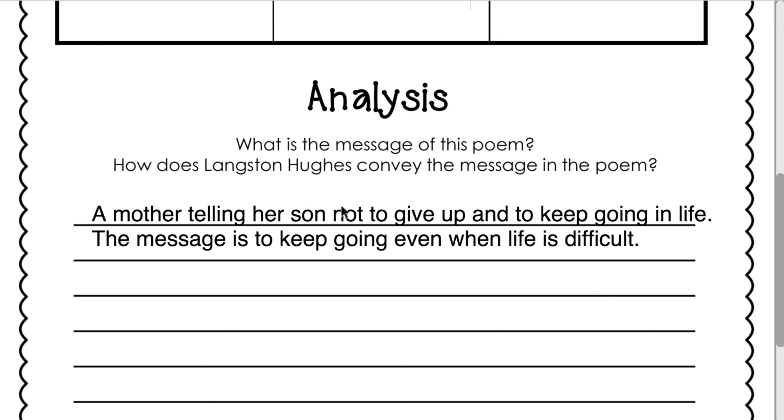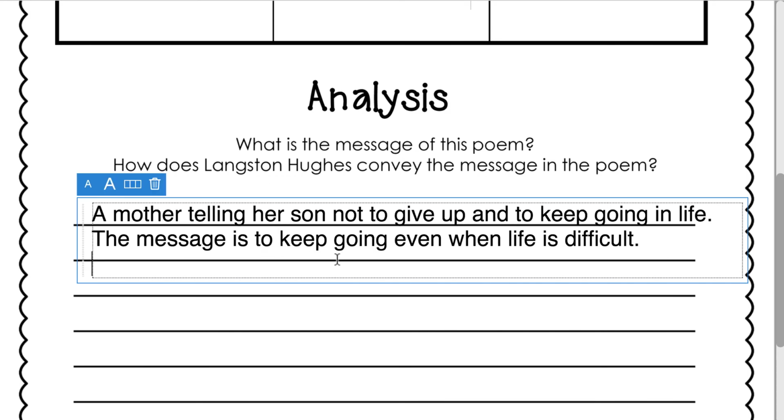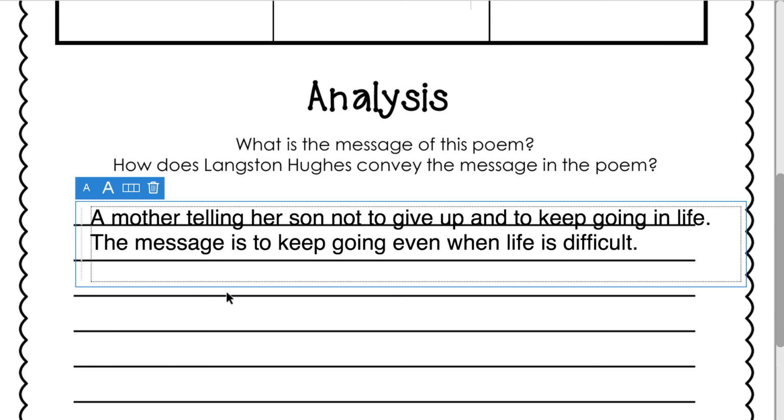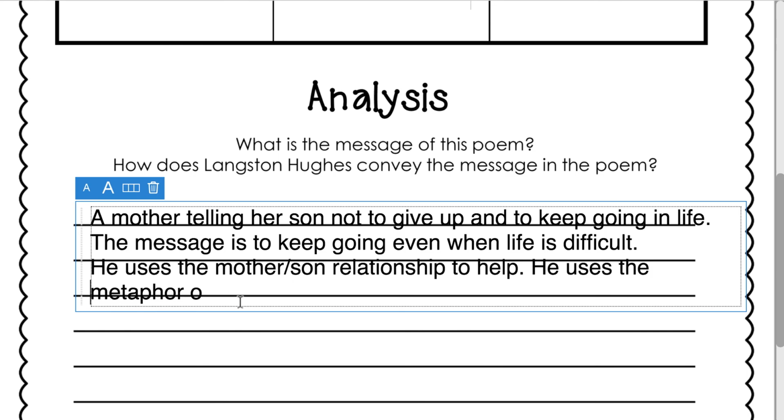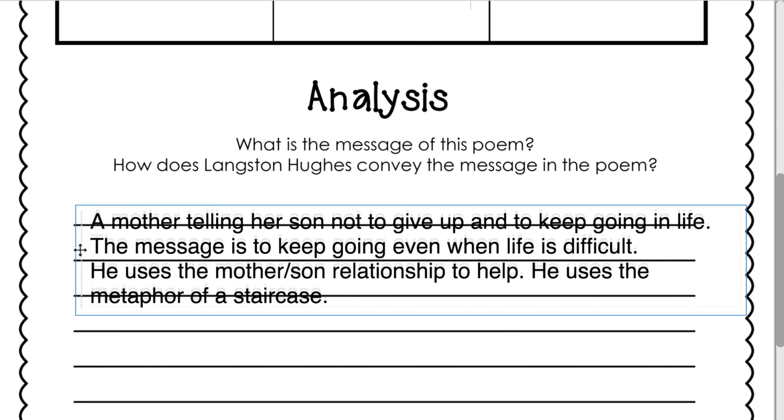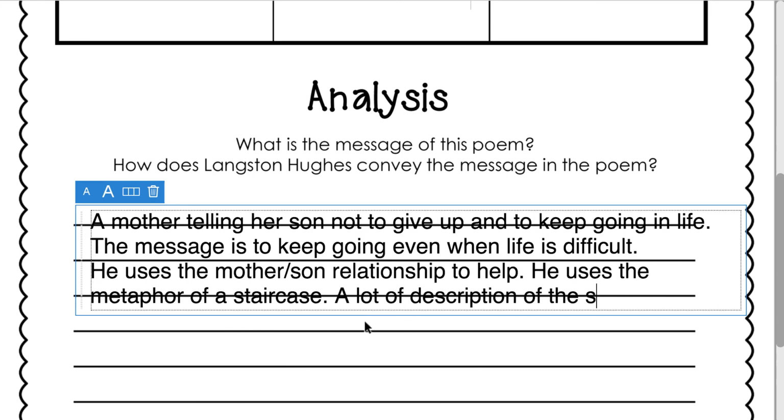The second question says, how does Langston Hughes convey this message in the poem? I think he does a really, really good job, and I think it sounds like something that a mother might share with their child. So I think he uses the mother/son relationship to help. He uses the metaphor of a staircase. I think the metaphor is a big one, using the staircase to tell his story and to really get his poem across. He also uses a lot of description of the staircase. And I think that really helps to drive his point home too.